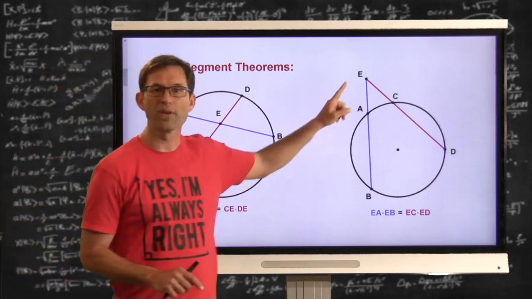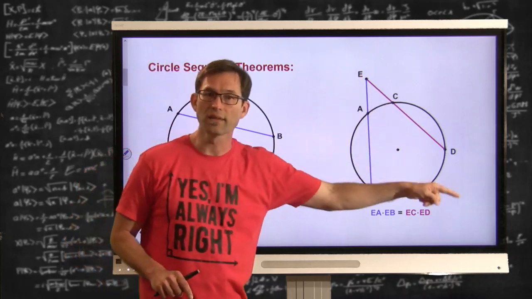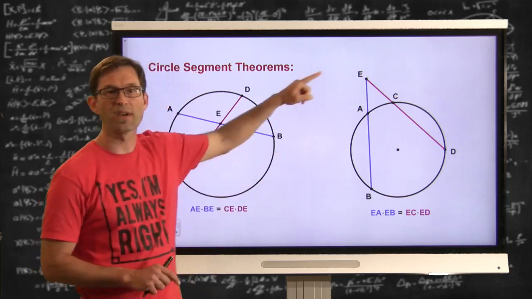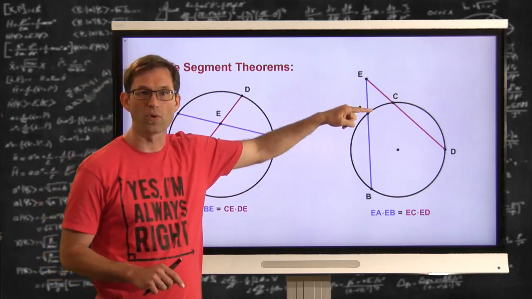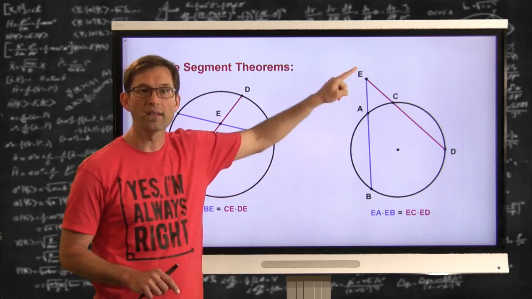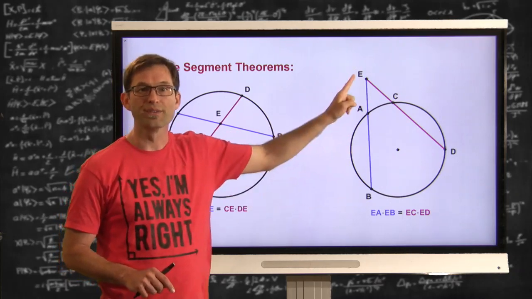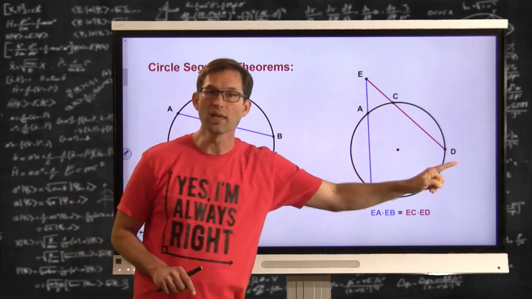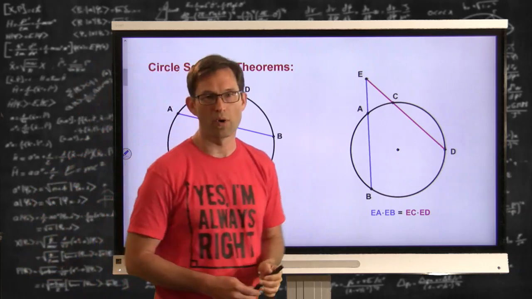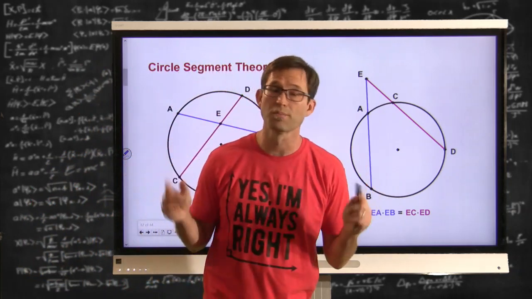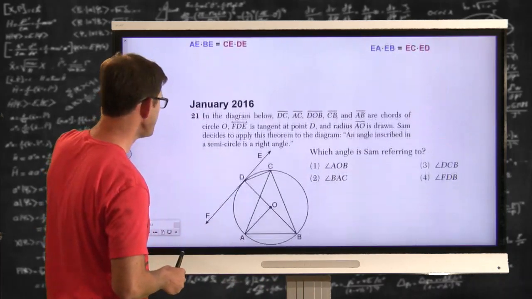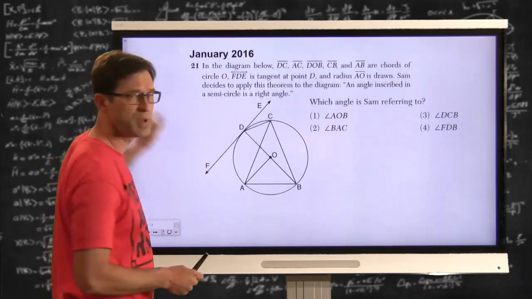Now, on the other hand, if I've got two secants, like in the picture above with the angles, if I take the segment that's outside the circle and multiply it by the entire segment length, so EA times EB is equal to EC times ED, that product is always constant. So much to memorize, and we could prove these theorems, but you really have to have them memorized. There's just no getting around that. So let's jump into a problem.